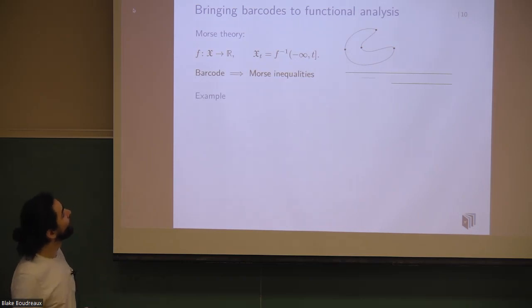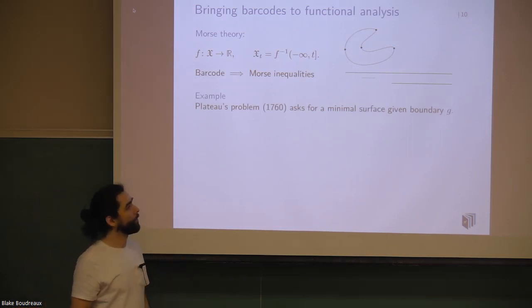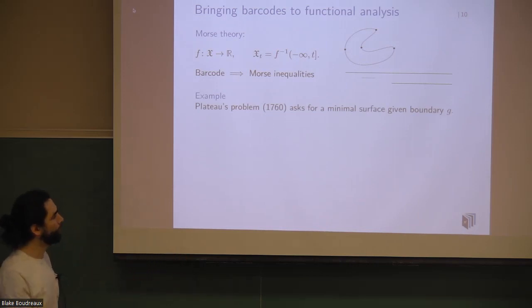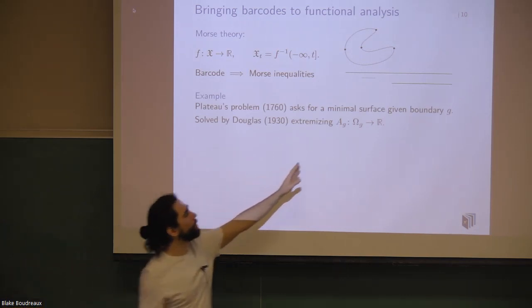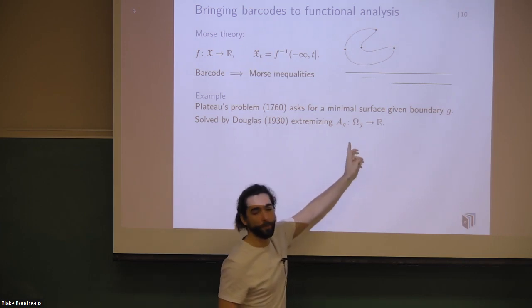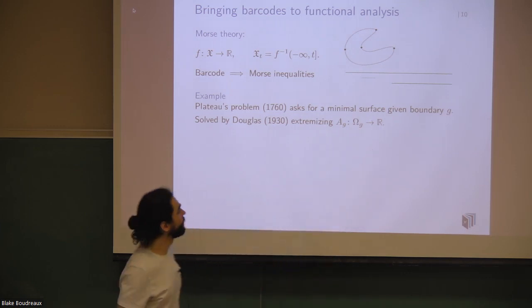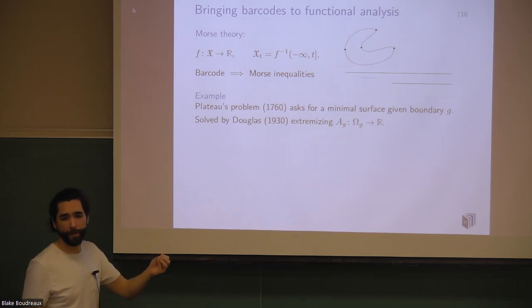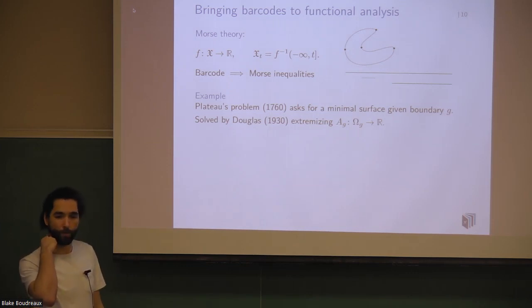Okay, so the example that I want us to look at is motivated by the famous problem of Plateau that asks for a minimal surface spanning a given boundary curve. This was in the 1700s, and it was solved fully by Douglas in 1930, extremizing a certain functional that he defined. So here we have a space of surfaces with a given boundary G, and then he introduced a functional whose minima identified minimal surfaces. Incidentally, he was awarded the first Fields Medal for this work.